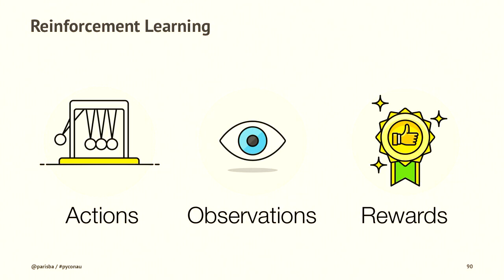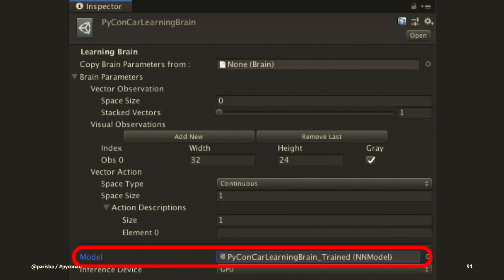And when we're training it, the car is taking random actions, so random left or right actions constantly at very high speed to optimize that policy. Okay? Nothing magical. If we attach that trained neural net TensorFlow graph to the learning brain, which is just a field you can drag in, inference doesn't use TensorFlow. Inference is built into Unity.